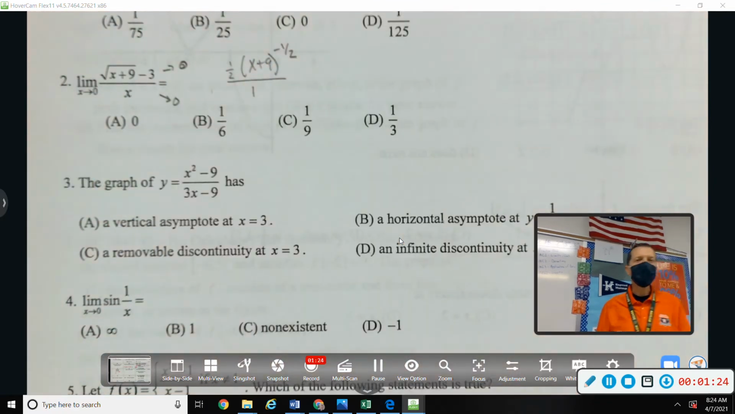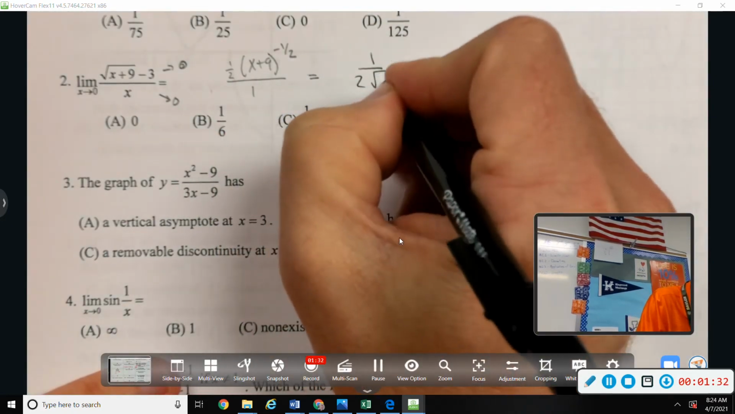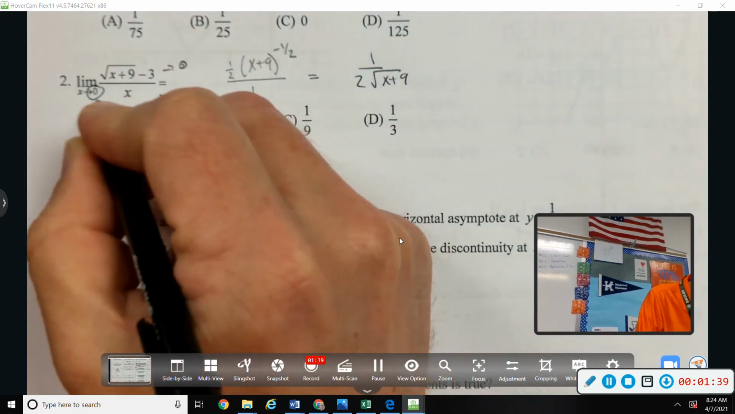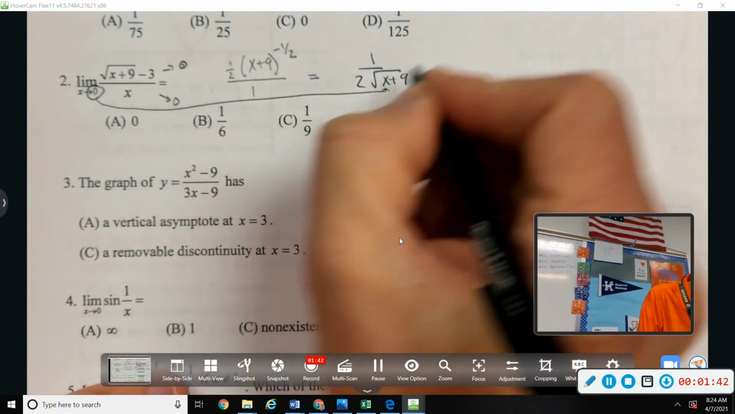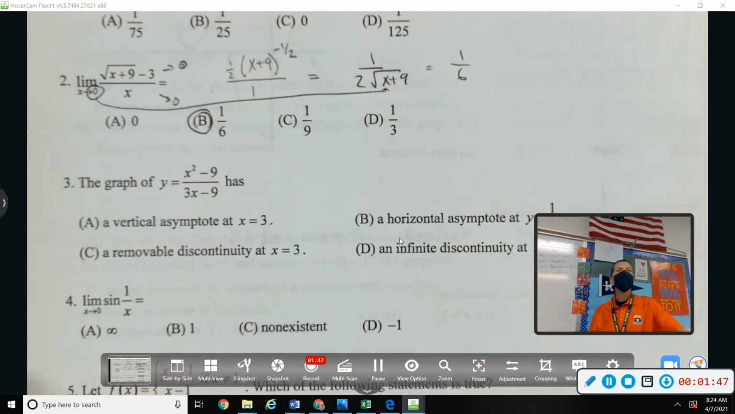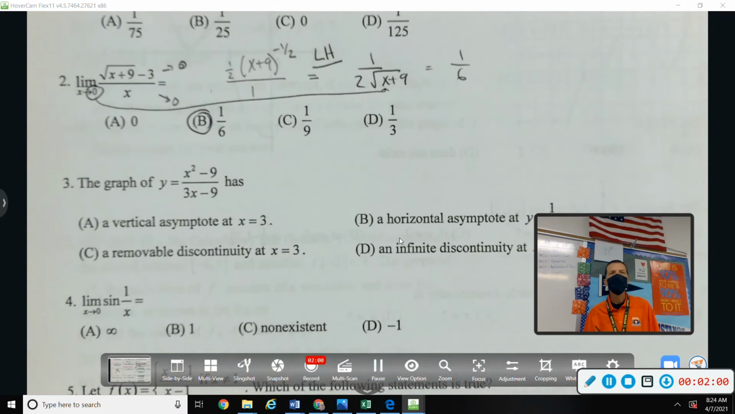would be that, which if we clean that up a little bit would be 1 over 2 square root of x plus 9. And then we can plug in 0. So we get 1/6. Did you get 1/6, Tyler? Okay. And if you use the conjugate method, you get 1/6 as well. So this was L'Hopital's rule or conjugate, either one.